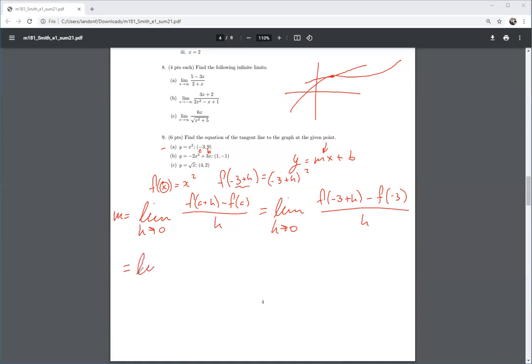And then we end up having the limit as h approaches 0 of minus 3 plus h squared minus, we're going to plug in minus 3 into that, so minus 3 squared, over h. Okay, so what should we do from here? Do you guys happen to know?